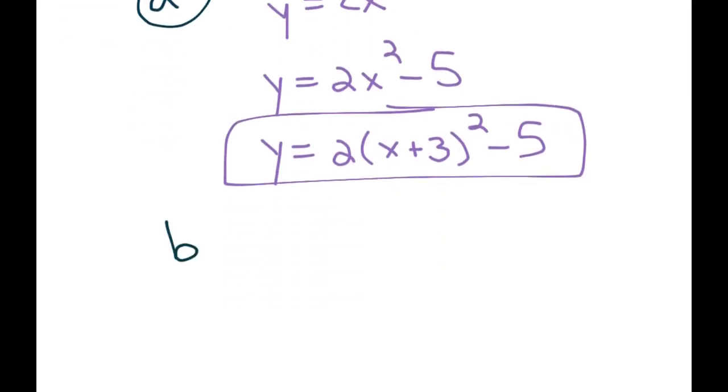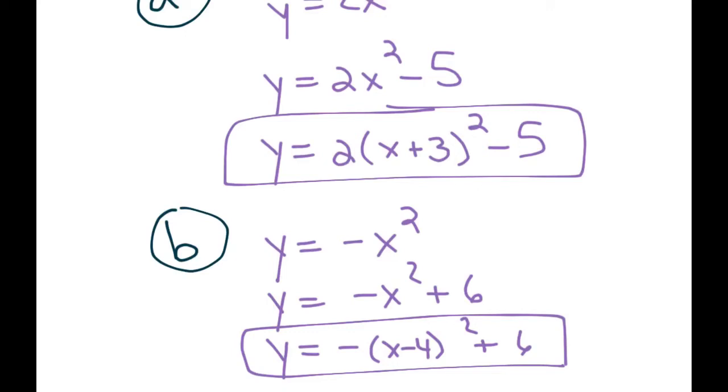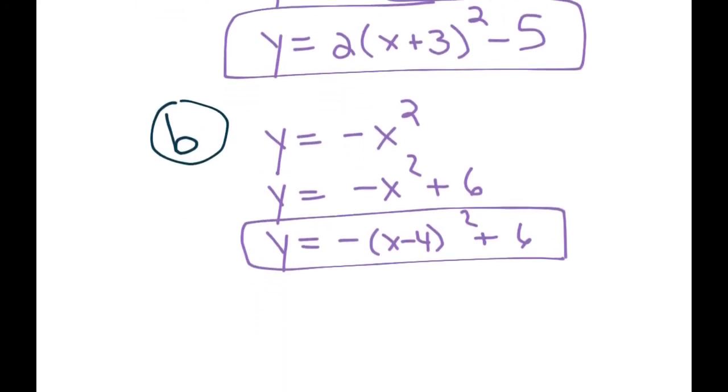So in B, we're going to do the same thing. A reflection across the x-axis. A vertical translation 6 units up. And a horizontal translation 4 units to the right. 4 units to the right will be x minus 4. So there is our quadratic. By the way, there aren't 3 separate answers. I'm just showing you how I incorporate each description into the equation, and I'm boxing the final answer.